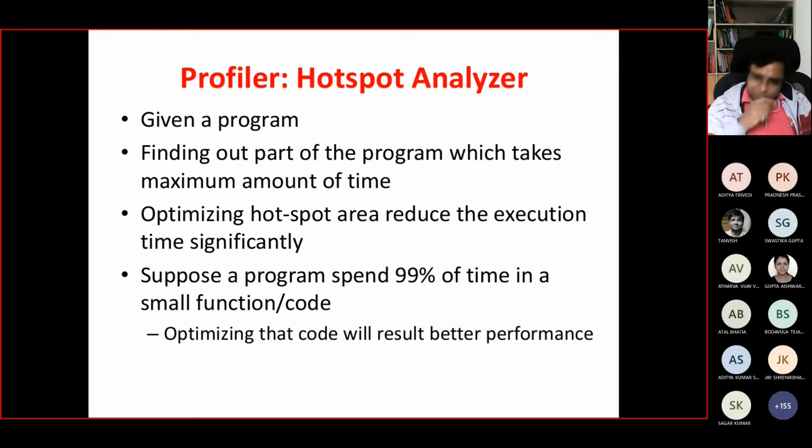And whenever you reduce a hotspot, suppose you reduce the time of one hotspot, then it may happen that after reducing it, it creates another hotspot. So we need to focus on the next hotspot. And once you remove three or four hotspots, your program will perform better.